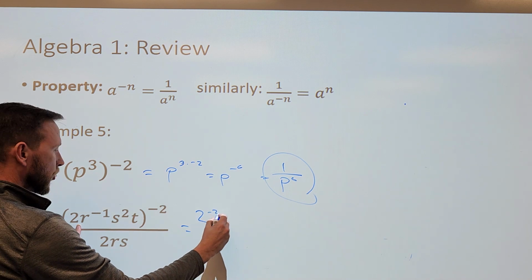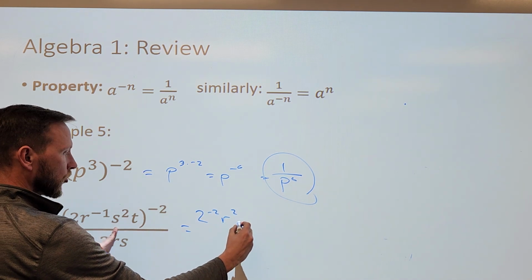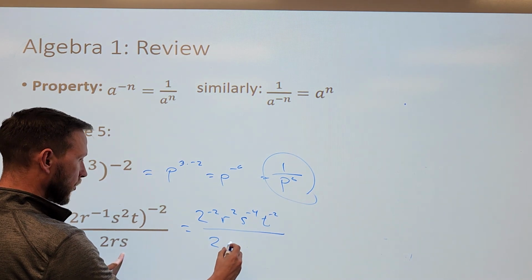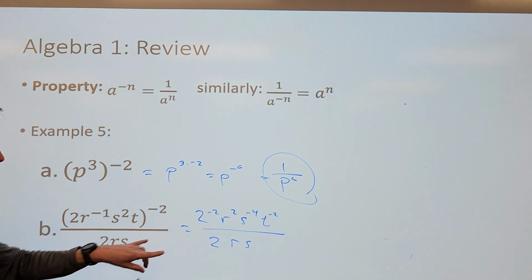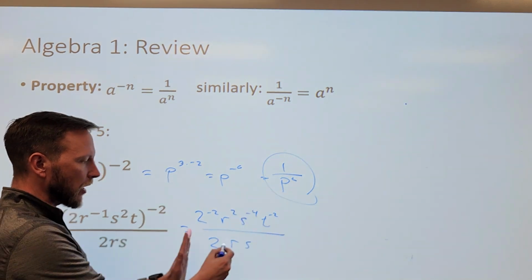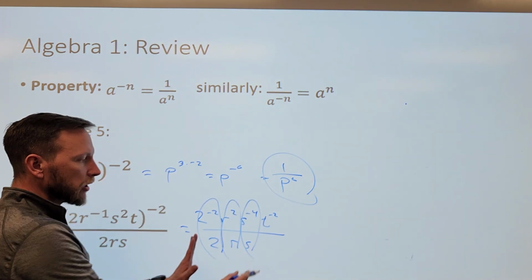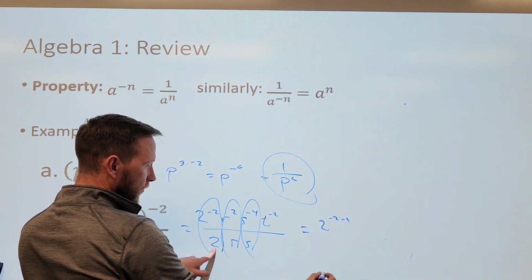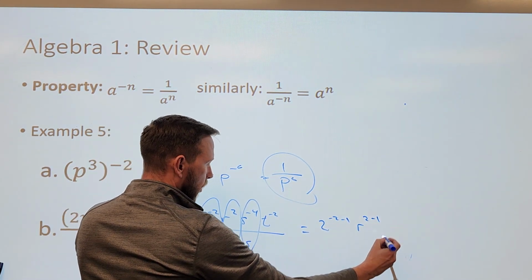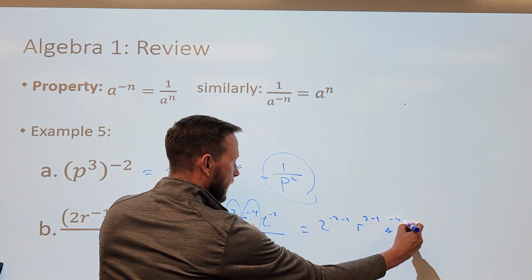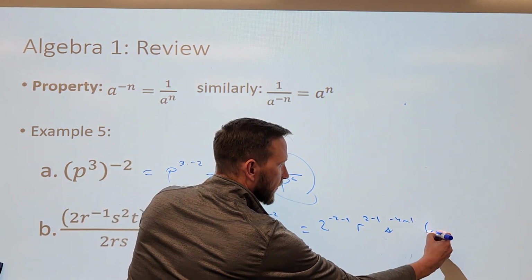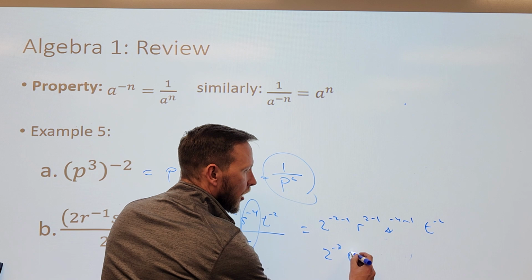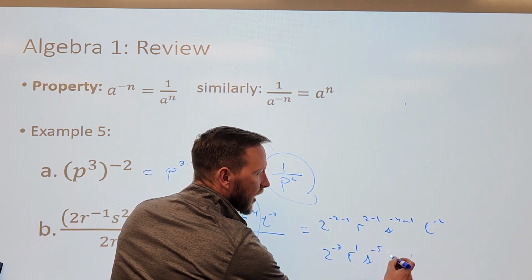This is going to give us 2 to the negative 2, r to the positive 2, s to the negative 4, t to the negative 2, and all that is divided by 2, r, and s. We've got a couple common bases here, so we can do a little bit of work like we did with the division. So now I've got 2 to the negative 2 minus 1, r to the 2 minus 1, s to the negative 4 minus 1, and then t to the negative 2. This gives me 2 to the negative 3rd, r to the 1, s to the negative 5, and t to the negative 2.